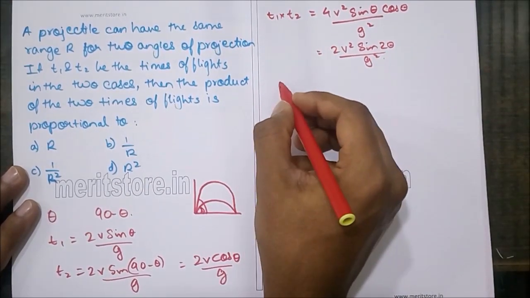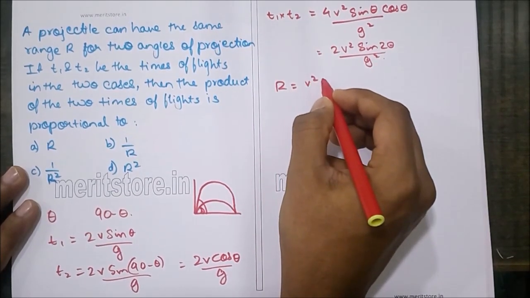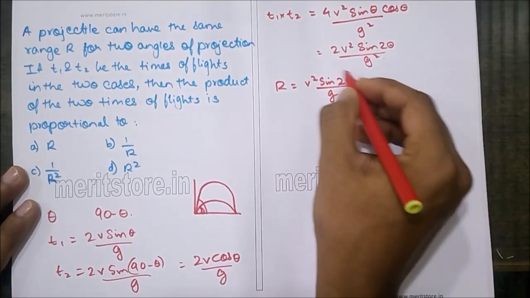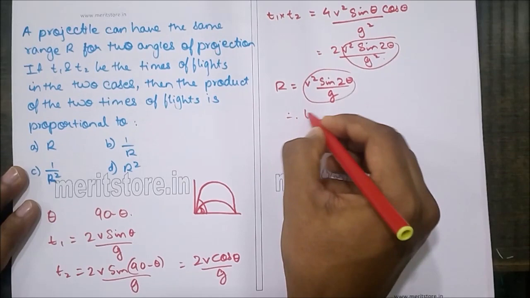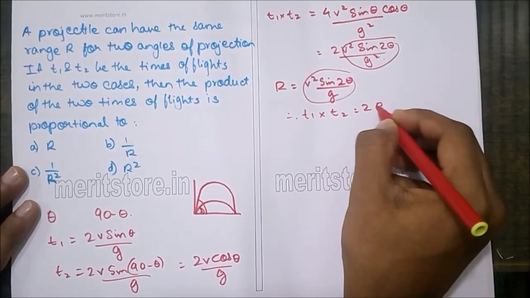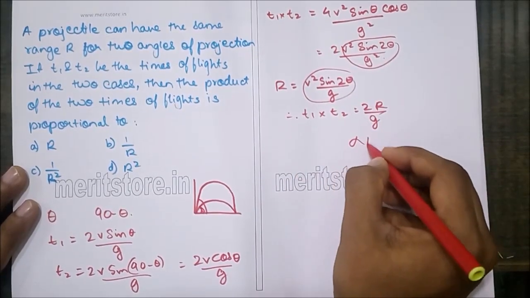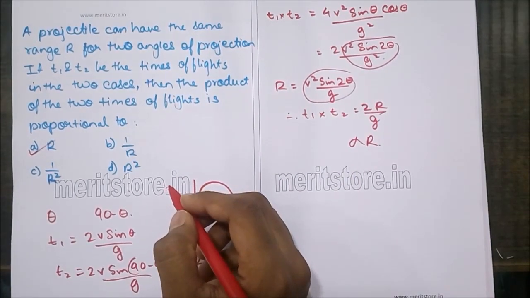But horizontal range R is given as v square sine 2 theta upon g. So therefore, substituting these values over here, T1 into T2 is equal to 2R upon g. As we can see, T1 into T2 is proportional to R, hence option A is the correct answer.